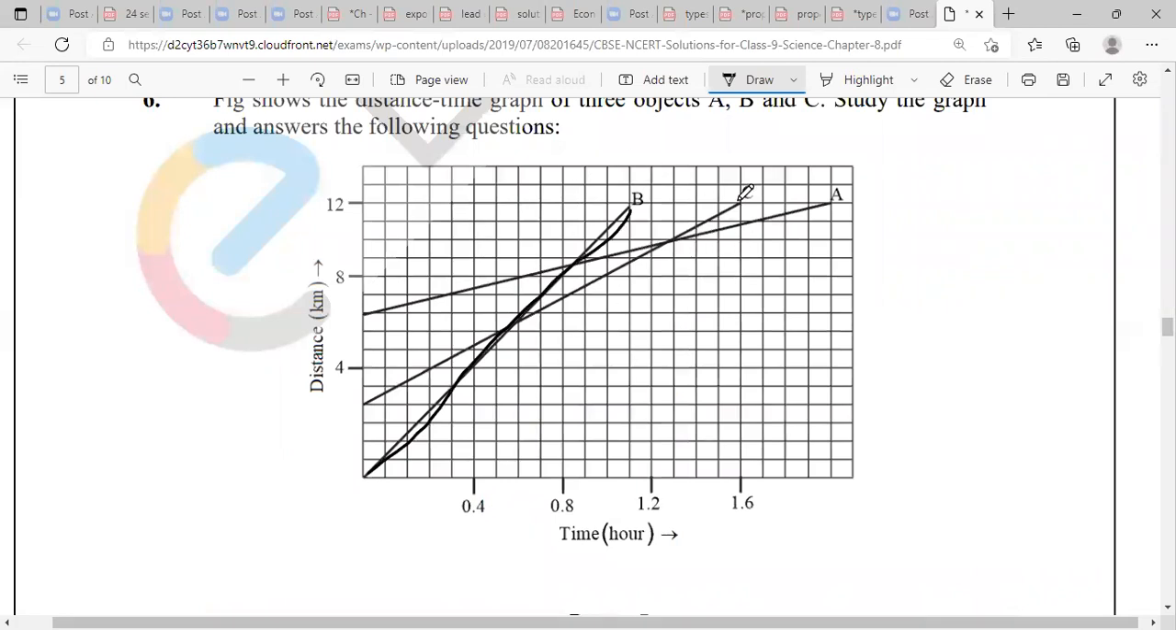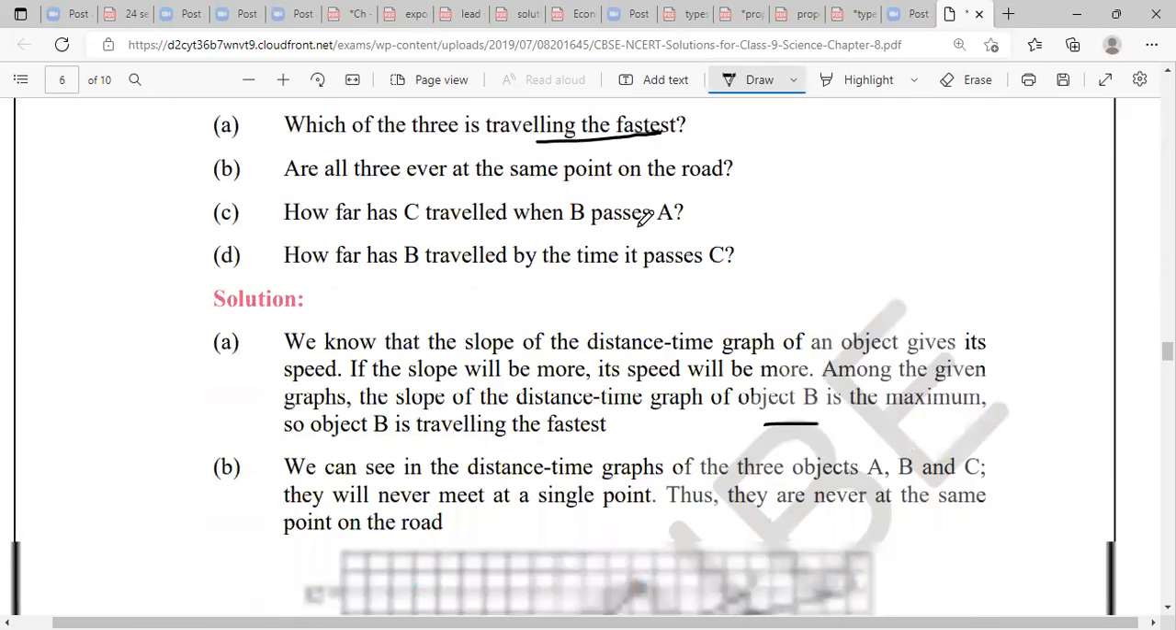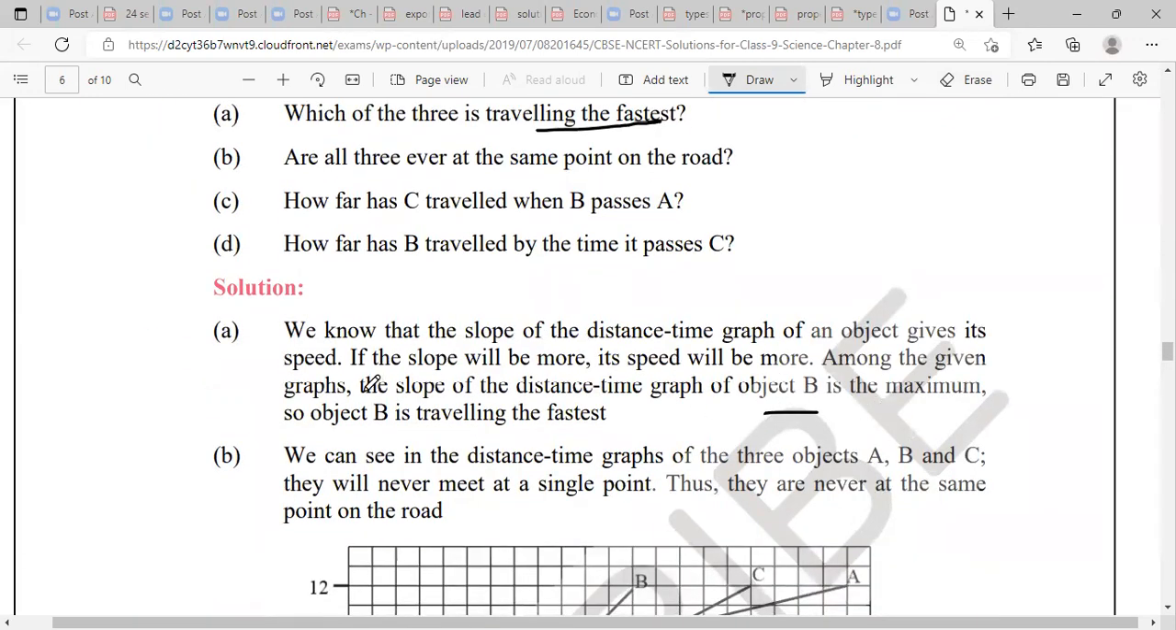So this is very important. You have drawn the distance-time graph; over there, we have drawn it like this only. Yes or no? Is it A, B or C? B. You can see it's going straight up, right? That's why B is the maximum. So B is traveling the fastest. Clear? Yes, ma'am. This is very important because you will get one graph question. Either they will ask you to draw a graph or they will ask you to read the graph.